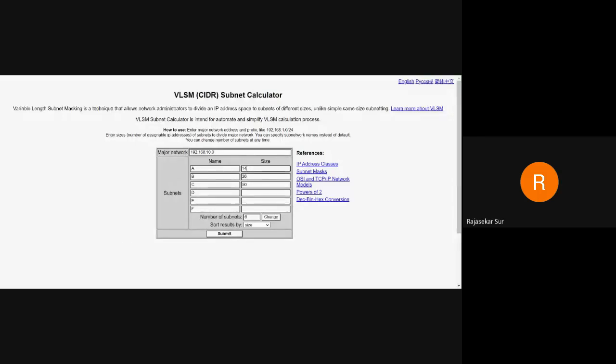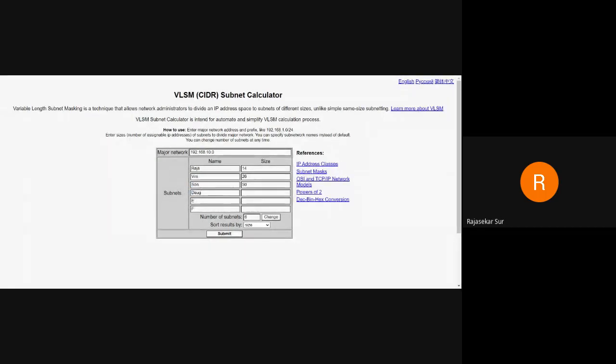This is called the VLSM or CIDR subnet calculator. You should not do it like this, but anyway, to understand, I'm telling you. Listen, I'm going to give the major network. My major network is 192.168.10.0. This is the pizza I have with me now, the entire pizza. Now I'm going to write here Radha, then my wife's name, and this is my son, and this is my dog.